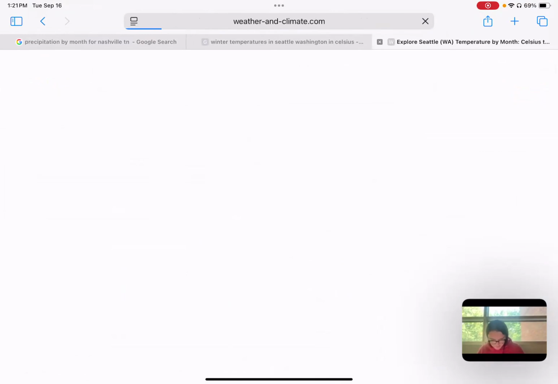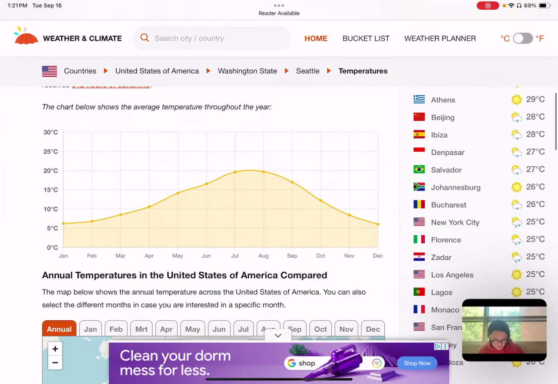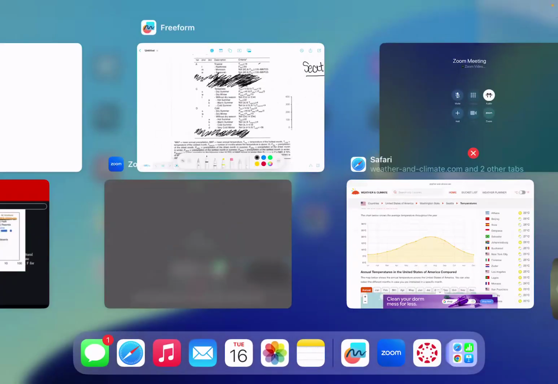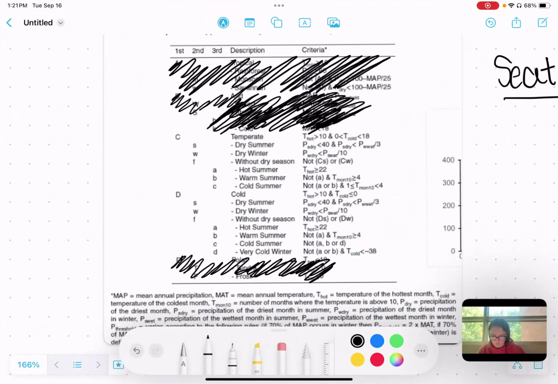We love a good weatherandclimate.com. So this is for Seattle. Finding the winter months, so like January and February, is it greater than 18 degrees Celsius? No, right? We're only seeing around 5. So it does receive snowfall. We have the mountains right there. We do expect it to be a little colder. So again, we can get rid of A. Hopefully that makes sense.